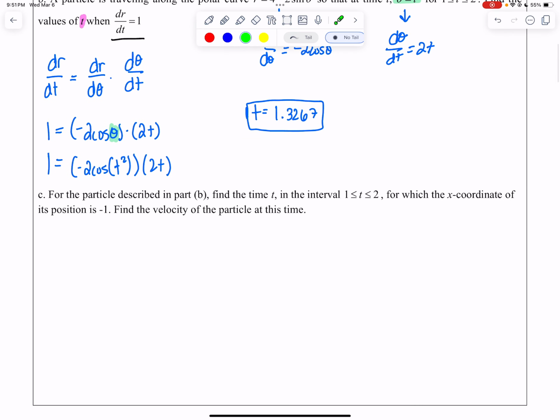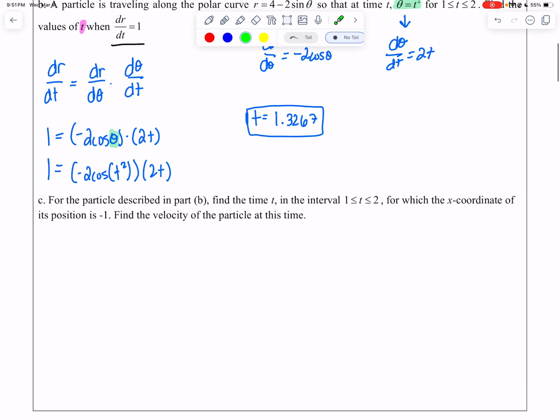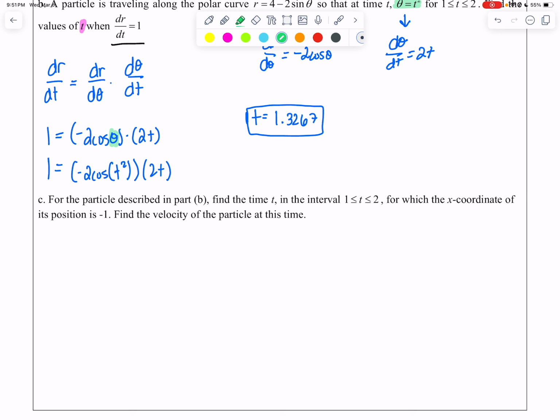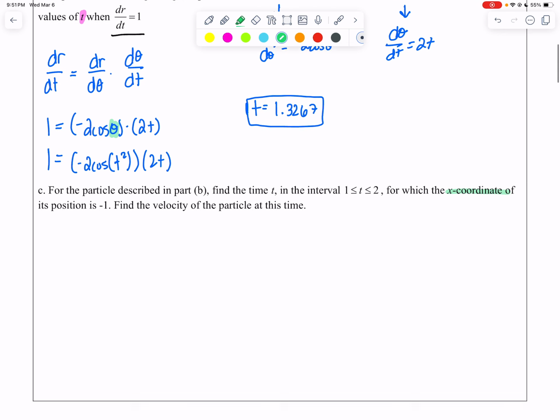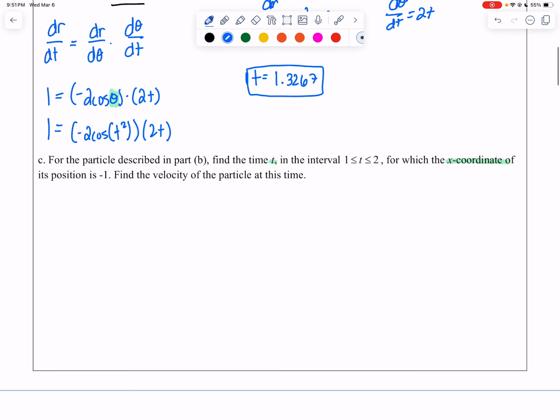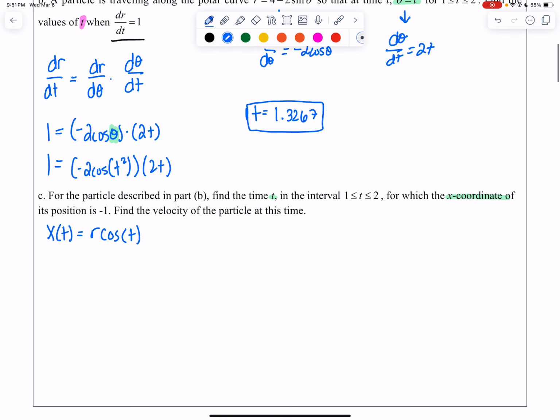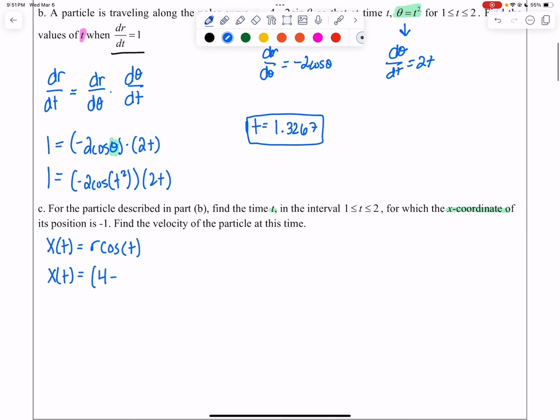All right, for C, for the particle described in part B, find the time t in the interval from 1 to 2 for which the x-coordinate of its position is -1, and then we want to find the velocity of the particle at that time. All right, so we want to find the x-coordinate for time t. So this right here is going to be x of theta is equal to r cosine of, not theta, t. So x of t is equal to r cosine of t, all right? And we know that r is 4 minus 2 sine of theta, so 4 minus 2 sine of theta times cosine t.